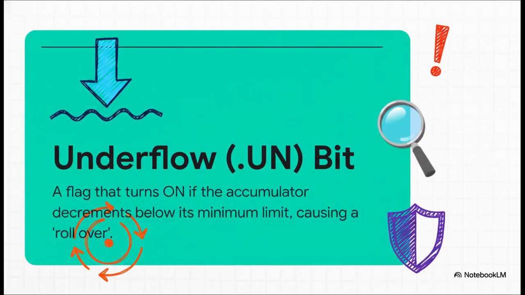Well, no, because the PLC has a built-in safety net for this exact situation. It's a diagnostic flag called the Underflow bit, or .un. If the counter tries to go below its minimum limit, two things happen. First, that .un bit turns on, warning the programmer there's a problem. And second, the accumulator value rolls over all the way to its maximum positive value. It's like the odometer on an old car flipping over.